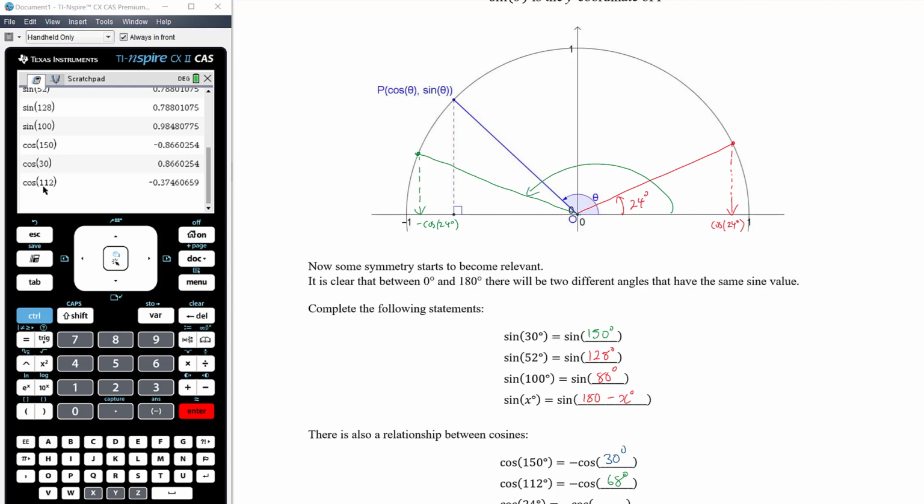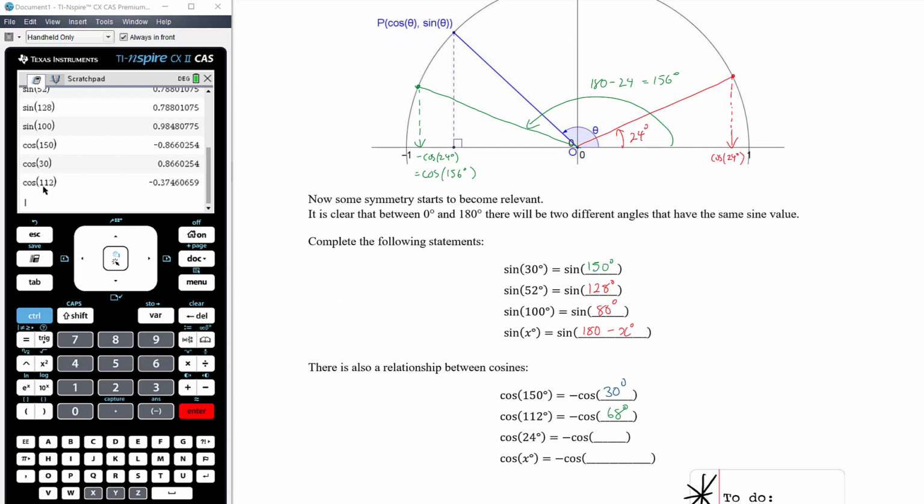now this angle all the way around here will be 180 minus 24, so that's 156 degrees. So we would find the x-coordinate of this point is cos of 156 degrees, and that's equal to the negative of cos of 24 degrees. So cos of 24 is equal to the negative of cos of 156 degrees. It's the same logic. If cos of 156 is equal to negative cos of 24, multiplying both sides of that equation by -1, it's the same as saying negative cos of 156 is equal to positive cos of 24. It's the same information.